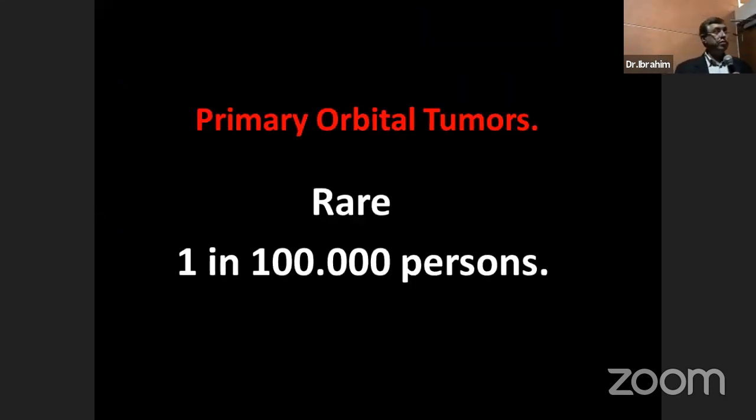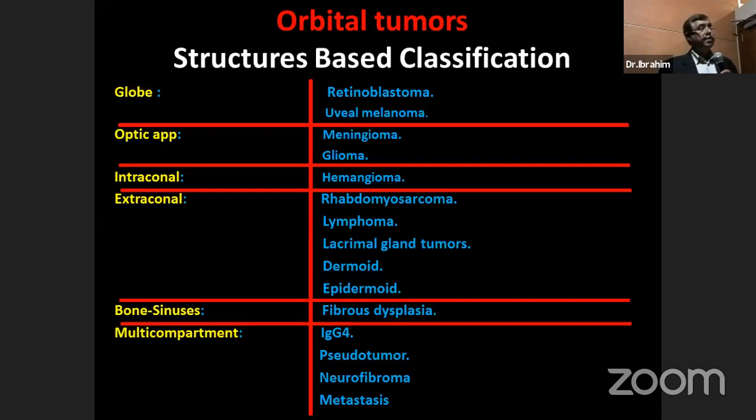So our topic for tonight is orbital tumors. We'll speak about the primary orbital tumors. They are rare. And it's best to think about them in terms of structures. What tumors affect the globe? Retinoblastoma, uveal melanoma. What tumors affect the optic nerve? Meningiomas and gliomas. What tumors affect the intraconal space? Hemangioma, extraconal, carcinomas, rhabdomyosarcoma, etc. So there may be extension from the bone and the sinuses to the orbit, or there may be something affecting multiple compartments. This is the best way to think about orbital tumors.